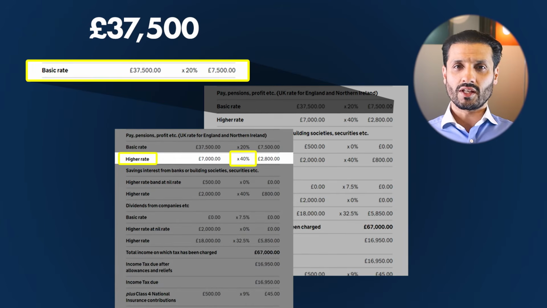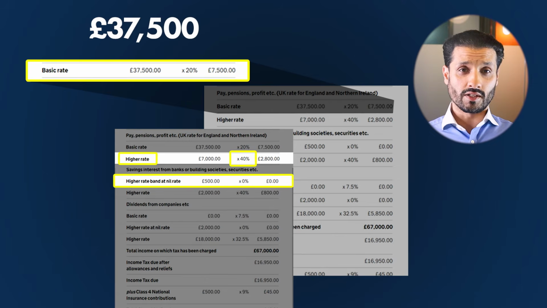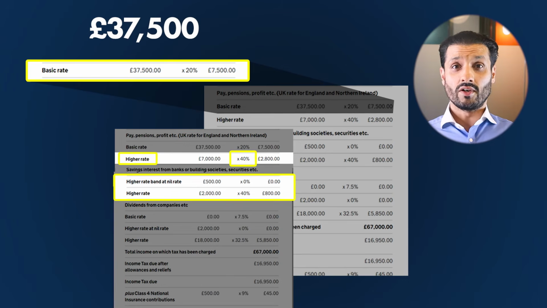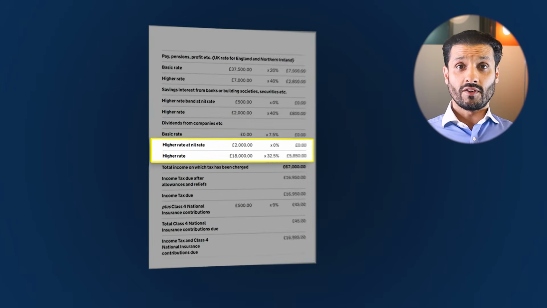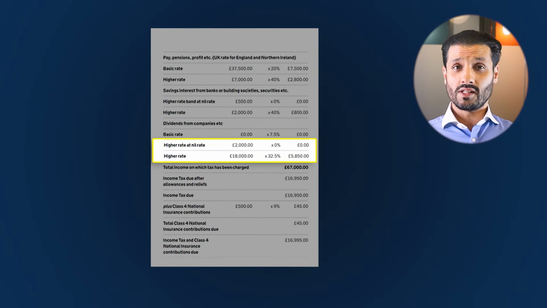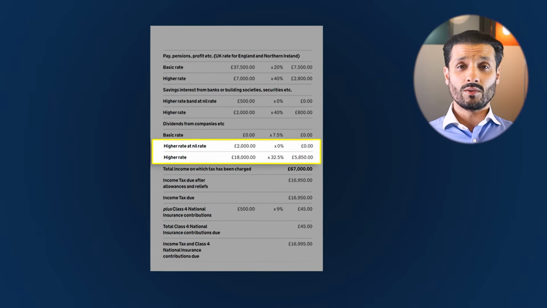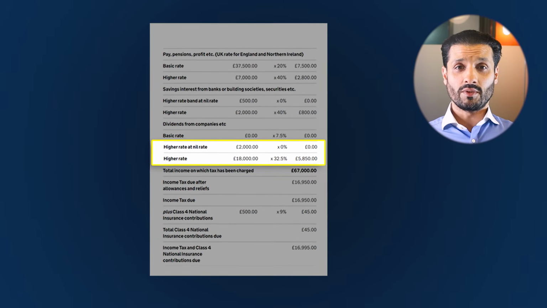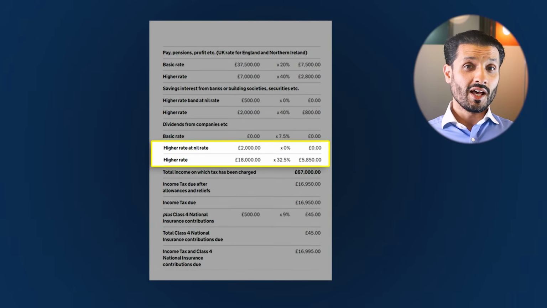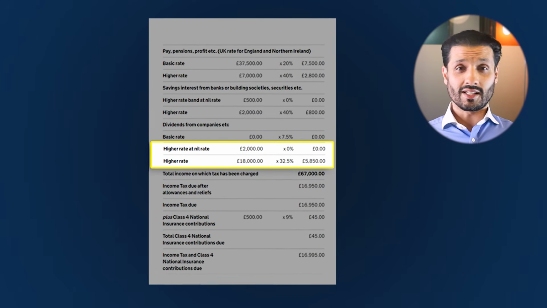Because Harry's non-savings income has already breached the higher rate threshold, for his savings interest income, there is a tax-free allowance of £500 for higher rate taxpayers, and the rest of his £2,500 of savings interest income, that is £2,000, is taxed at the higher rate, which is 40%. And finally, when we get onto Harry's dividends, he receives a £2,000 dividend allowance, and the rest is taxed at the upper dividend rate of 32.5%, as he is now a higher rate taxpayer.